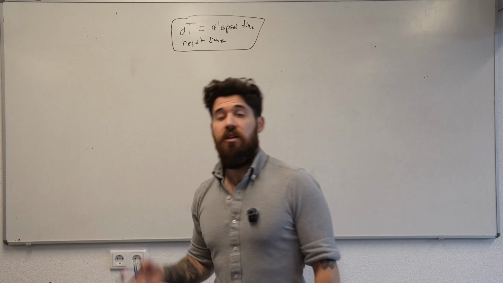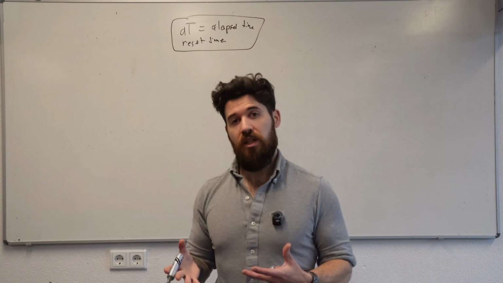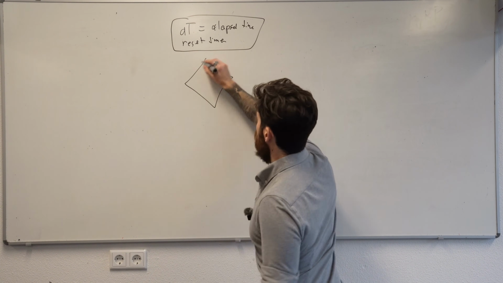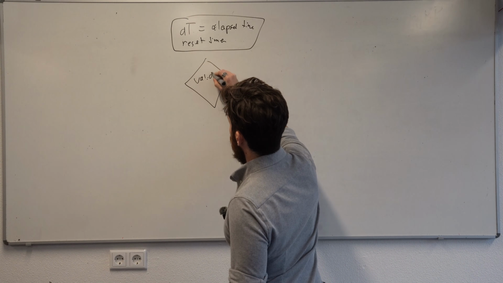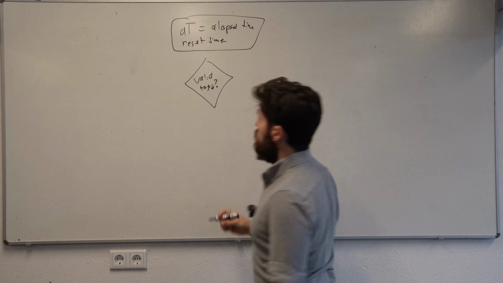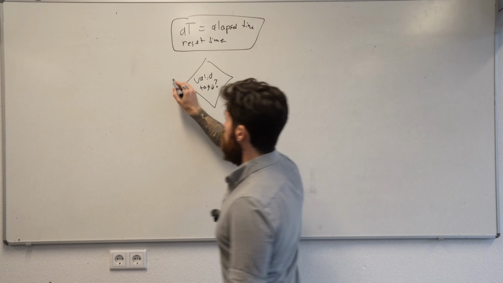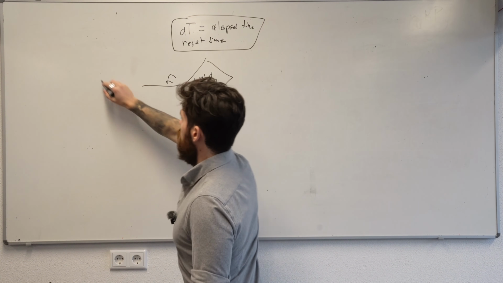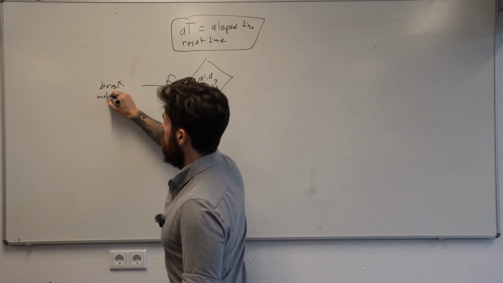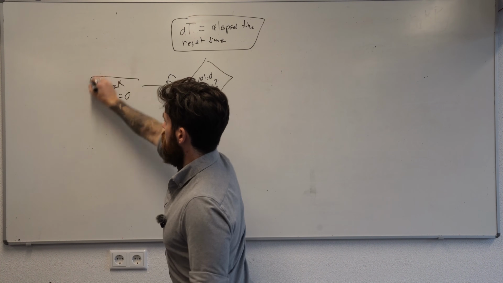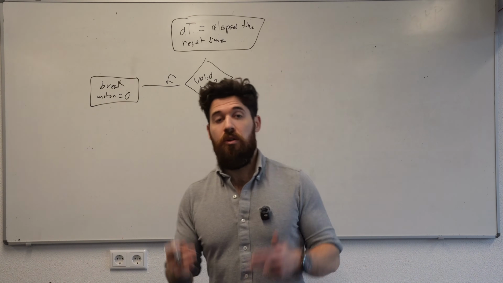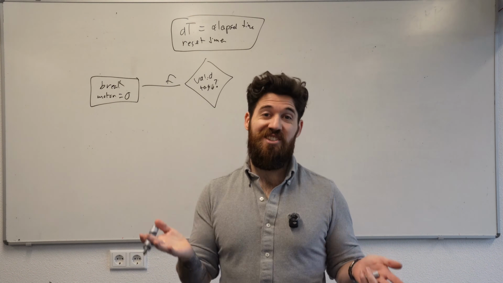Then we have to check if the April tag that we're looking at is actually a valid ID. So, valid tag, is it a valid tag? If it's false, we should break and we should set motor equals 0. So we do not want to move the motor if the tag we're looking at is not true.